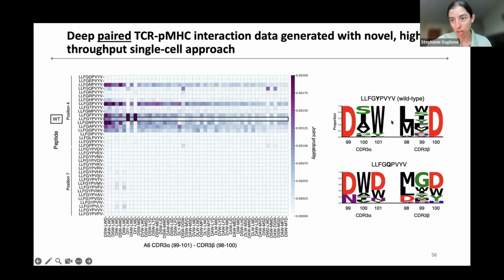Just as an example here, showing the difference between wild type and Q at position 5, there are some very significant differences in which particular residues are tolerated at each position. And really at this point, we just were looking to build a type of deep data set that wouldn't have been possible without an approach that allows you to multiplex at this particular scale.